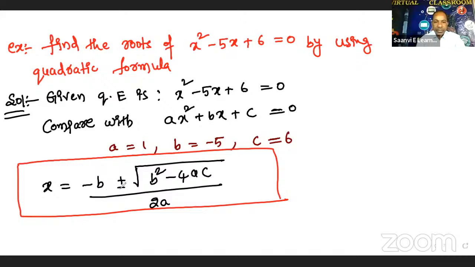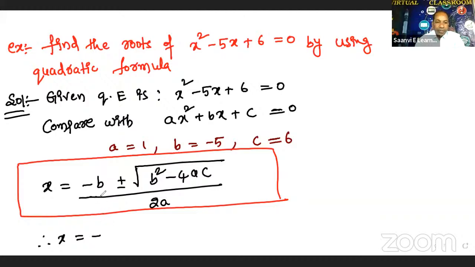See here, now substitute the values. Here why we have written x is equal to: the given quadratic equation is in the variable x, so the roots we will get in x. Now substitute the values in this equation. X is equal to, first minus b is there. The first minus symbol you write as it is, before b.